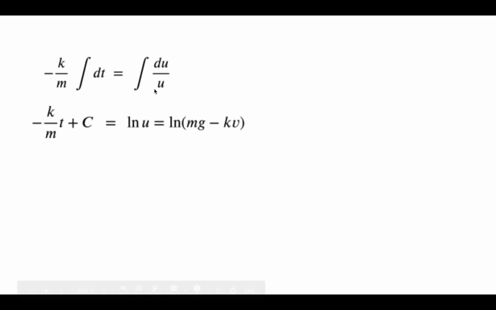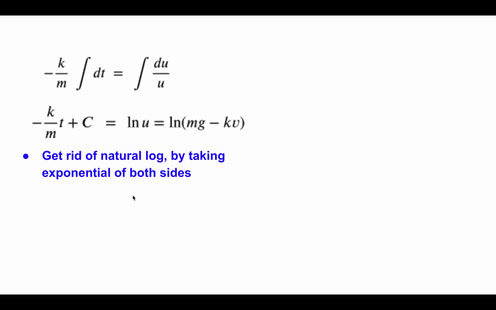All right, so carrying that over again, this is simple on this side. I've kind of skipped a step. You're going to have a constant of integration on that side, but I've already combined it over here. ln of u, and then I've worked my u substitution backwards and replaced it with the mg minus kv. All right, next step, get rid of the natural log by taking the exponential of both sides.